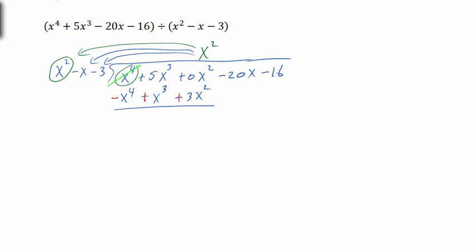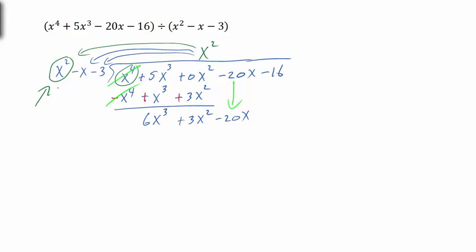Once again, the first term should cancel out. If not, you've made a mistake. And now we have 5x cubed plus x cubed, which is 6x cubed. And then we simply have 0 and 3x squared, so that's going to be a positive 3x squared. And we simply bring down the next term, which is a negative 20x. And we start the whole process again.